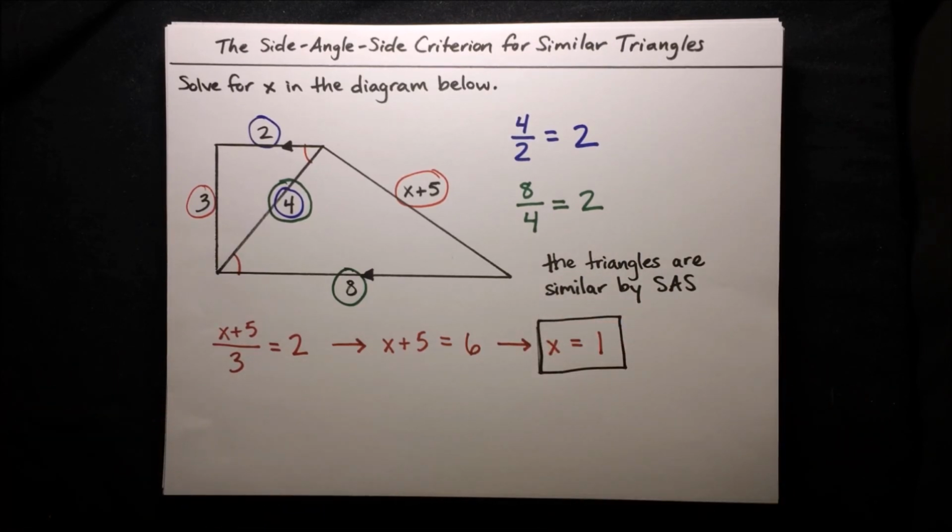So now we have several criteria, including the side angle side criterion, for checking whether two triangles are similar. And knowing that two triangles are similar is going to be very useful in the future because it allows us to use side length ratios and angle congruences to set up equations.